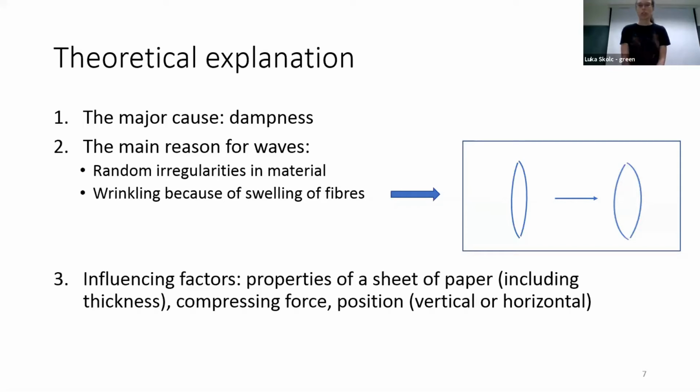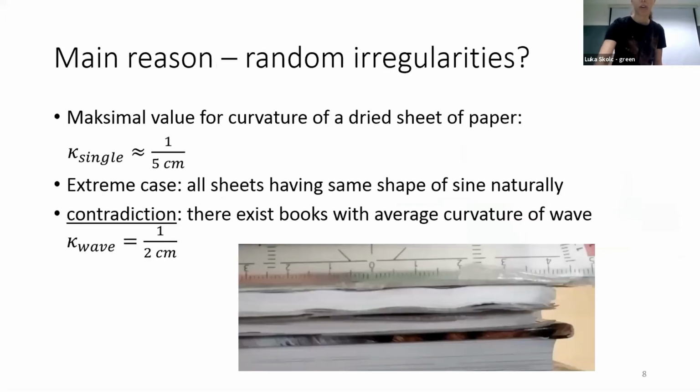And we also expect factors like thickness of a book and material of paper to influence. So let's see whether random irregularities can explain this phenomenon. We know that some hills and valleys appear if you dry a wet paper. But in fact, we found out that curvature found in some books can be much greater than curvature of those hills and valleys. So this explanation seems not to suffice for the phenomenon.